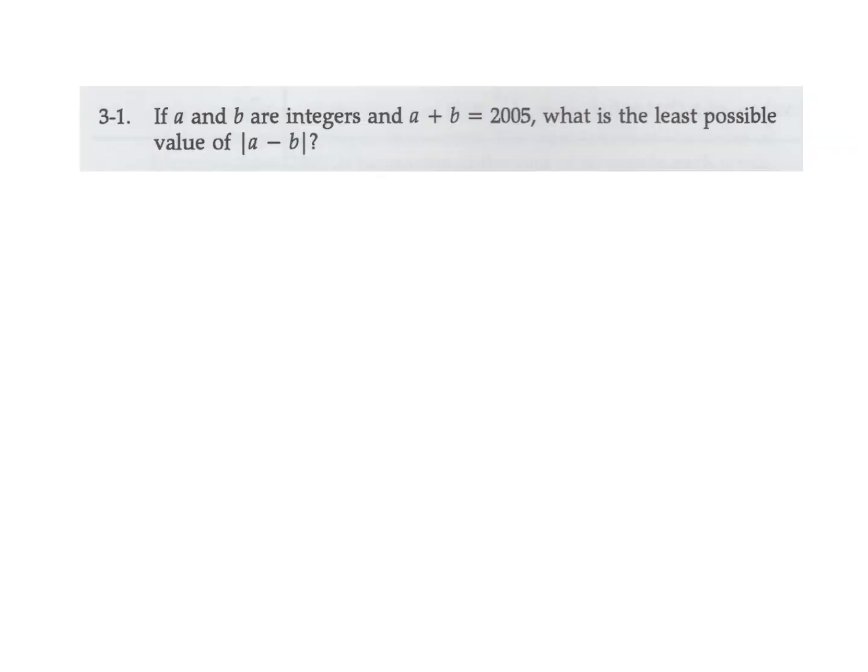If a and b are integers and a plus b is 2005, what is the least possible value of the absolute value of a minus b? Well, we all know that absolute value of anything is going to be positive, but it could also be 0, so greater than or equal to 0. Now they want the least possible value, so the least possible value of this is 0.